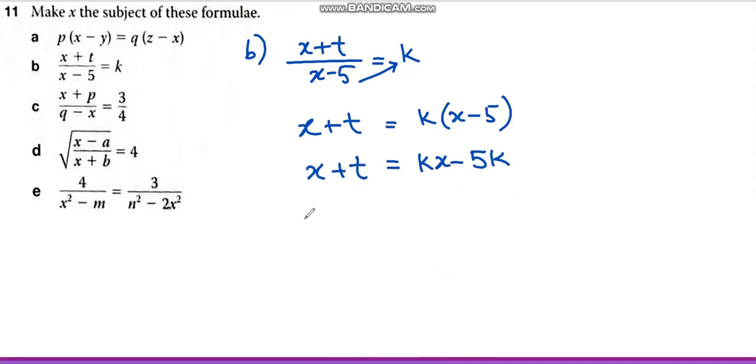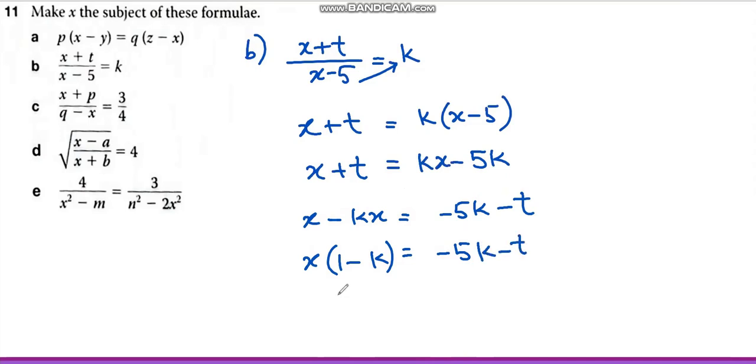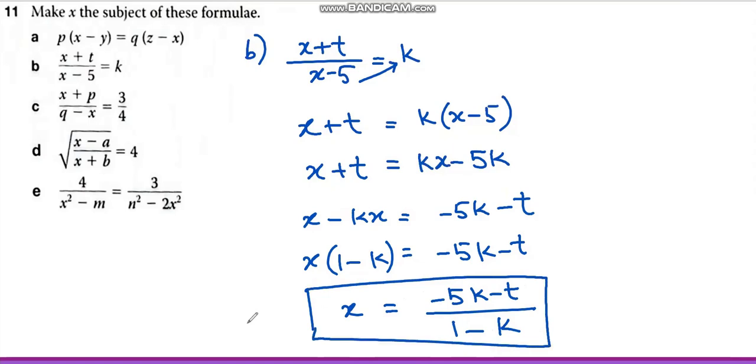Now I can bring the terms containing x to the left side. I will get x minus kx. And on the right side, I have minus 5k minus t. And now I can take x as common there. So I will be left with 1 minus k there. And on the right side, I will be left with 5k minus t. And now I can divide both sides by 1 minus k. That will give us x on the left side, which is the required thing, that we had to make x the subject. So now you can see that x is the subject.